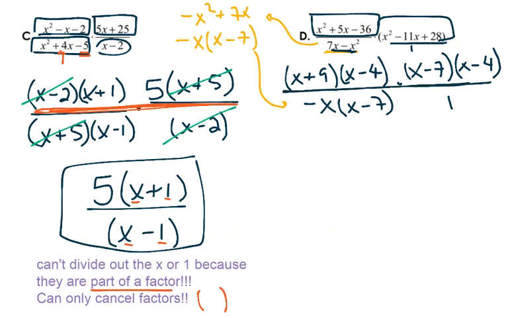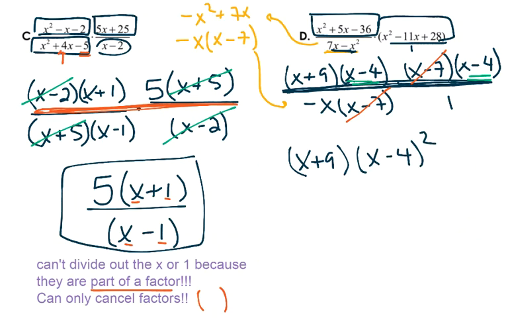When you multiply it all together, it really just becomes one big fraction so that you can cancel. I have an x minus 7 that will cancel from the numerator to the denominator, and that's it. That's about all we can do. So what I'm left with is an x plus 9 as a factor. Notice I have two factors of x minus 4. So I'm going to write it as x minus 4 squared. It would be correct if you left it as x minus 4, x minus 4.